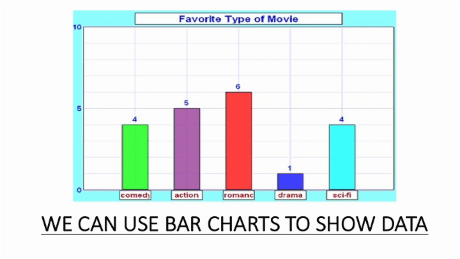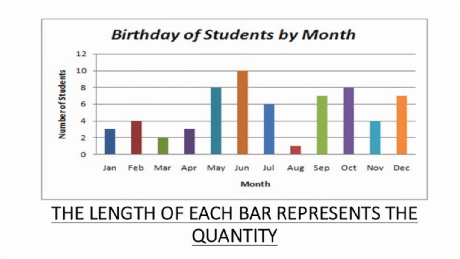For example, the green bar, how many? 4. Purple. 5. Red. 1. 4. Excellent. You can see by reading the size of each bar or the height of each bar how much it is in relation to the numbers. The length of each bar represents the quantity. Now let's answer some questions.